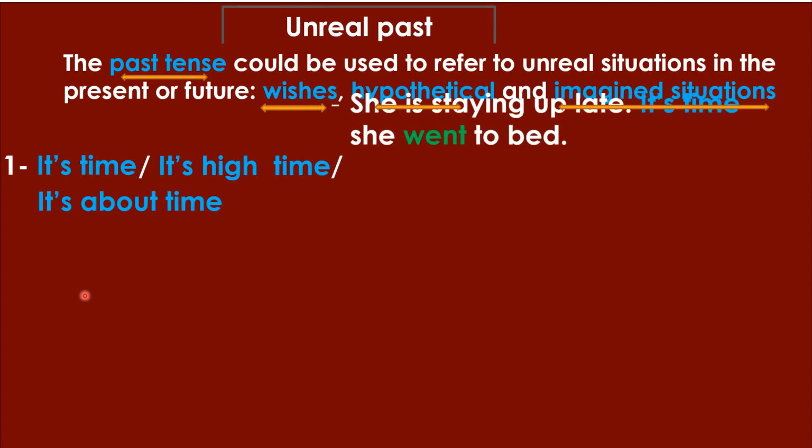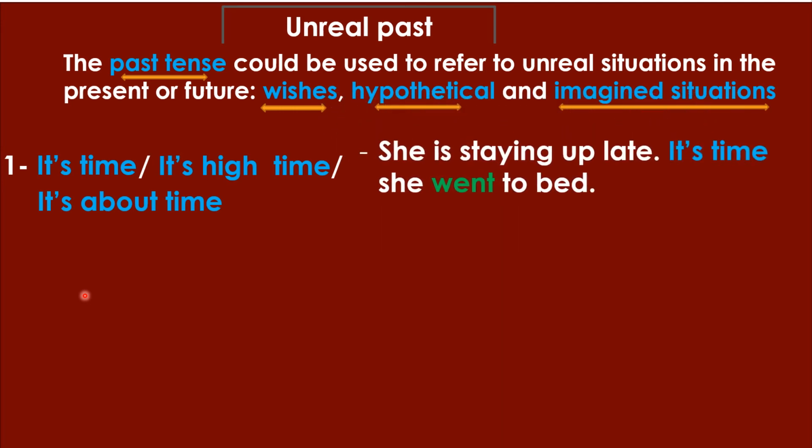Let's have a look at some examples. Look here. She is staying up late. It's time she went to bed. Look at these two sentences. أنا بقول هنا هي سهرانة. Okay. It's time she went to bed. حان الوقت إنها تذهب إلى الفراش.